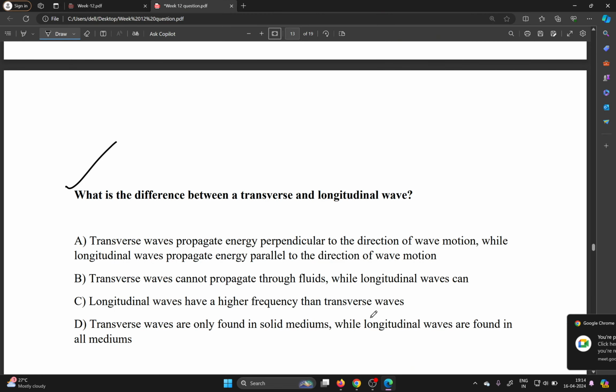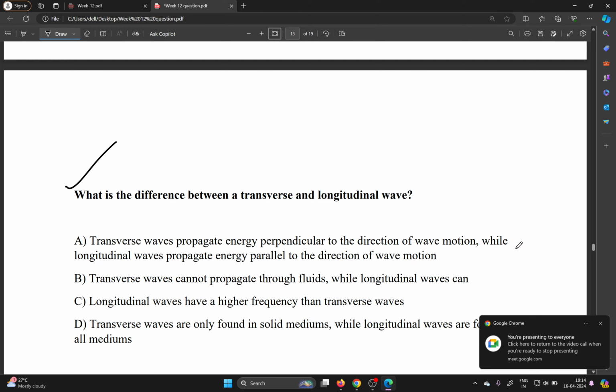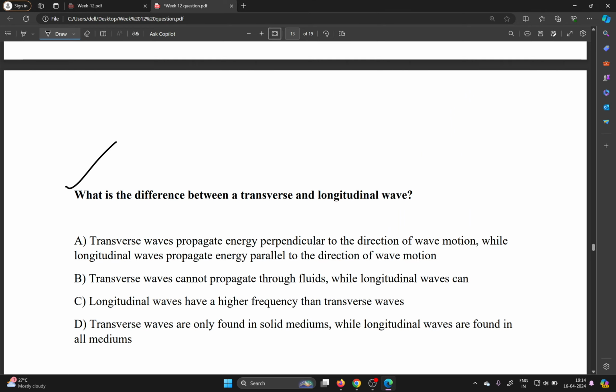So the question is, what is the difference between the transverse and the longitudinal wave? The transverse wave propagates energy perpendicular to the direction of wave motion, while the longitudinal wave propagates energy parallel to the direction of wave motion. Transverse wave cannot propagate through fluids, while longitudinal wave can.